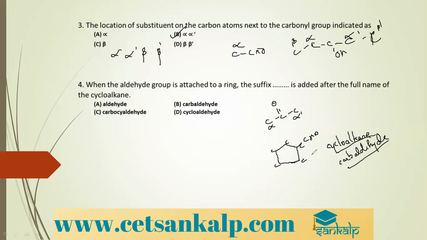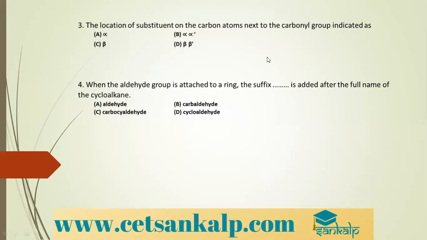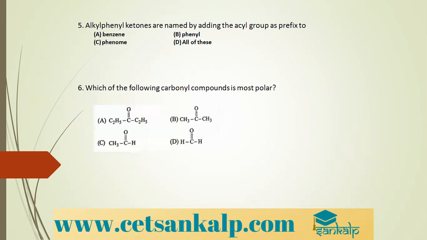After the full name. For example, this is a 5-membered ring. I call it cyclopentane. And if you are attaching a CHO group, then I write it as cyclopentane carbaldehyde. This is how we do the IUPAC nomenclature of the cyclic compounds. So which is the correct option? The correct option is carbaldehyde. Not only for carbaldehyde, even for carboxylic groups, we use carboxylic acid as the suffix.